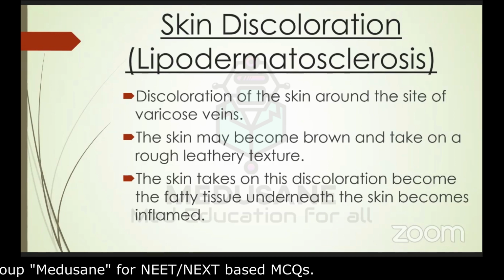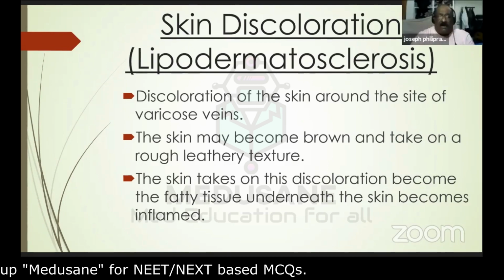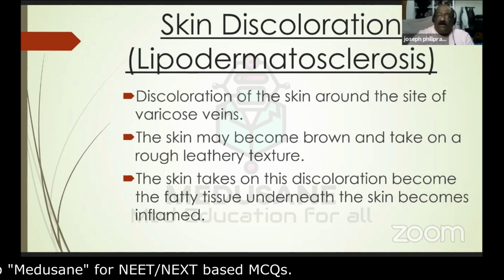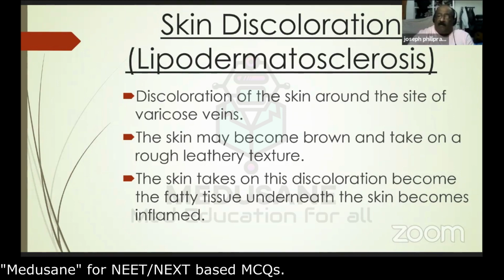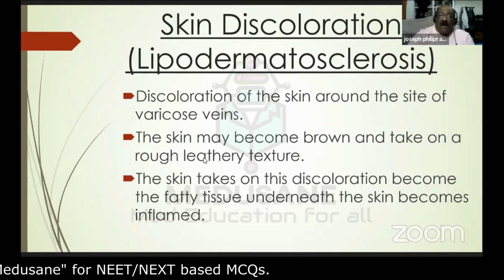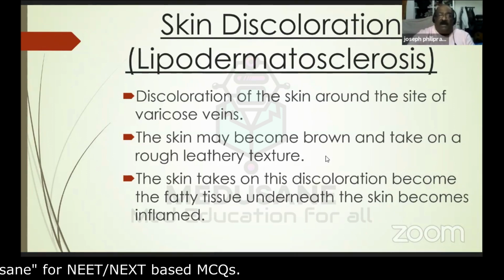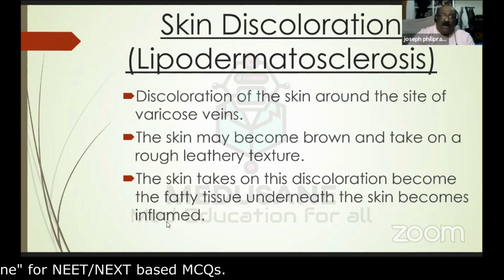Lipodermatosclerosis is a specific terminology, and it is the manifestation of long-standing varicose veins. There is discoloration of skin because of hemosiderin pigmentation, brownish discoloration, and it becomes rough, leathery, scaly, and indurated. This is all due to the reaction of the hemosiderin in the subcutaneous tissue. Then the skin becomes inflamed below.